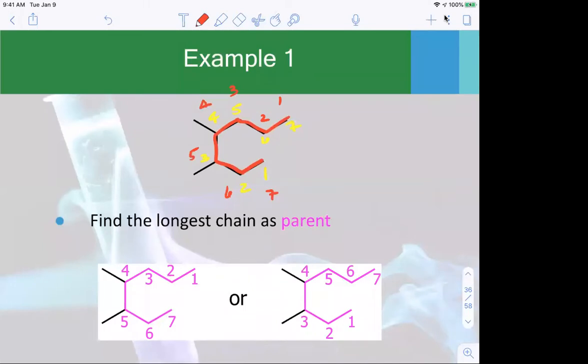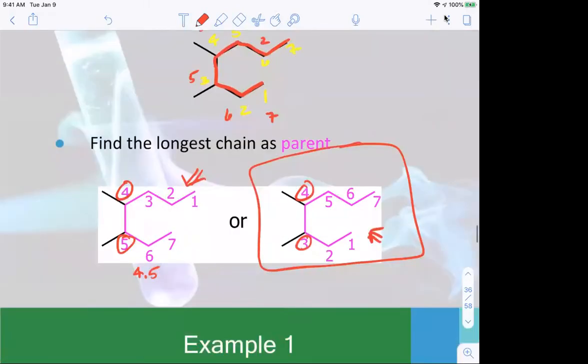Notice which one I choose. If I use this one, my substituents are on 4 and 5. If I use this numbering, my substituents are on 3 and 4. So I'm going to use this numbering because that gives me the lower number.